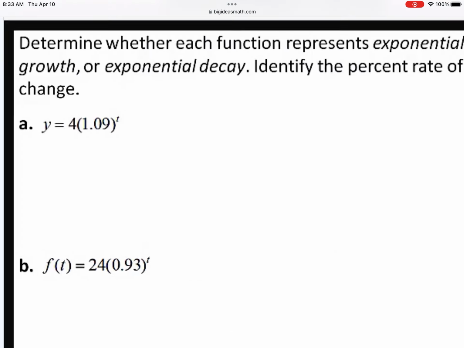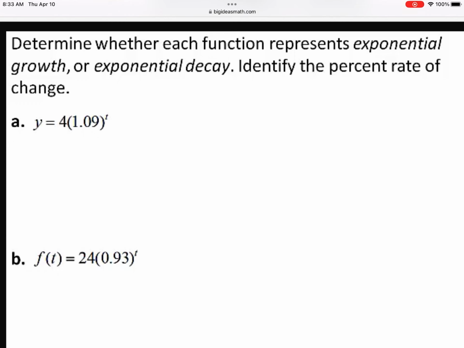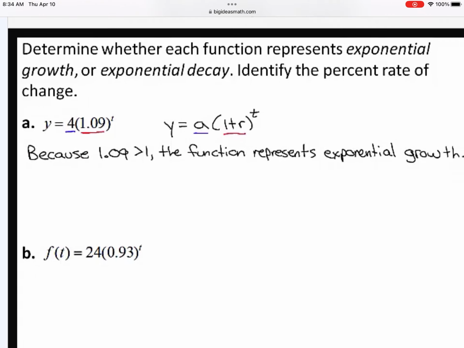Determine whether each function represents exponential growth or exponential decay. Identify the percent rate of change. Part A. y equals 4 times 1 and 9/100 to the tth power. Notice that the function is of the form y equals a times the quantity 1 plus r to the tth power, where a equals 4 and the quantity 1 plus r equals 1 and 9/100. Because 1 and 9/100 is greater than 1, the function represents exponential growth.